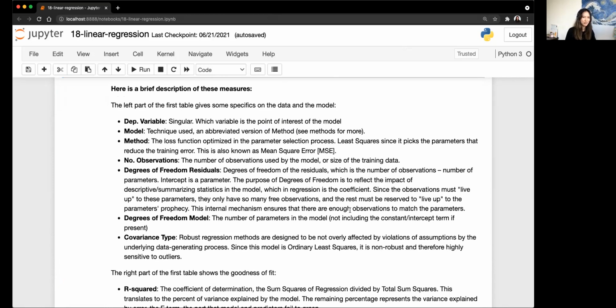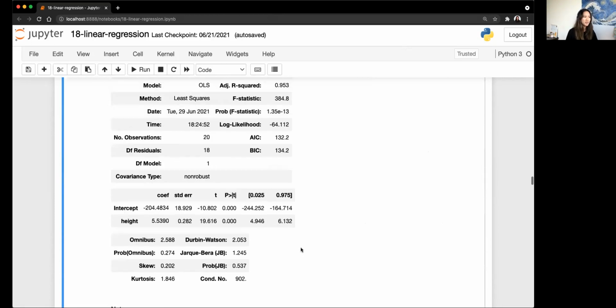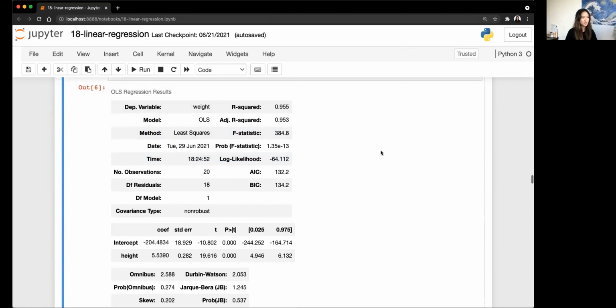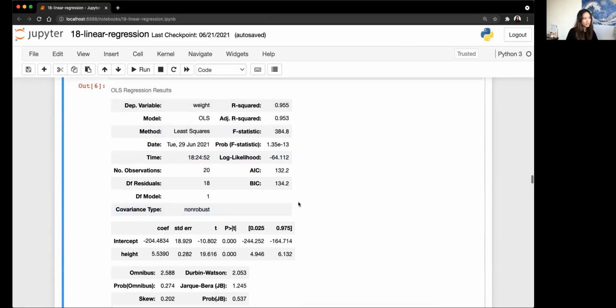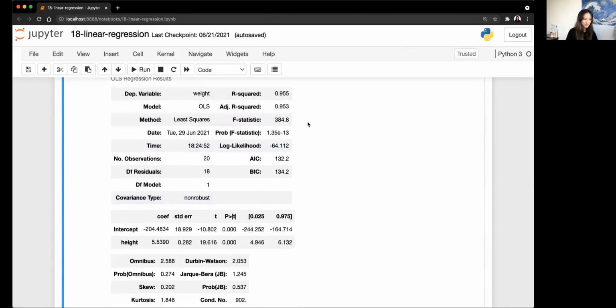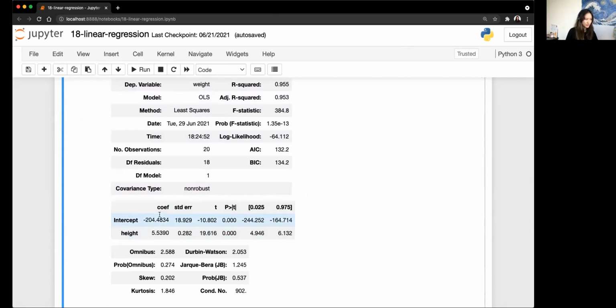I've copied and pasted this from one of your labs, but if you ever wanted to know what each and every one of those things mean, quick explanation over here. But we actually don't need to use all of this information. For our purposes, we're going to take a look at R squared. R squared is going to be important. Coefficient is going to be important, and the p-value is going to be important as well. So we're going to go through these things one by one.